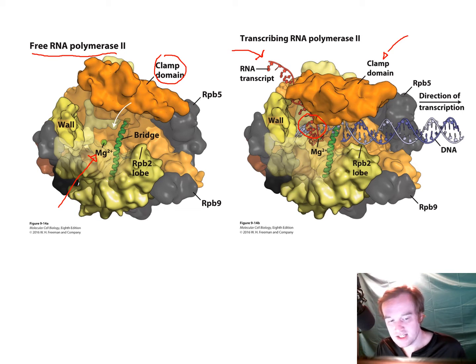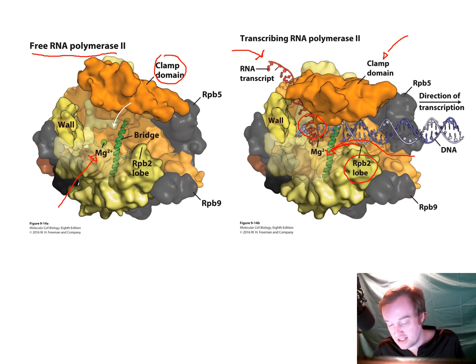We also have this RPB2 domain, which is right here, and this forces the template DNA strand entering the jaws of this polymerase to bend before it exits. So it's kind of a conformational subunit that helps to orient DNA properly for the transcription.